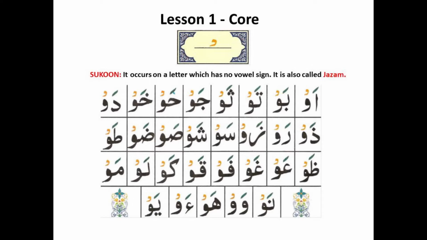Ba, waw, zabar, baw. Ta, waw, zabar, taw. Tha, waw, zabar, thaw. Jim, waw, zabar, jaw. Ha, waw, zabar, haw. Kha, waw, zabar, khaw. Dal, waw, zabar, daw.